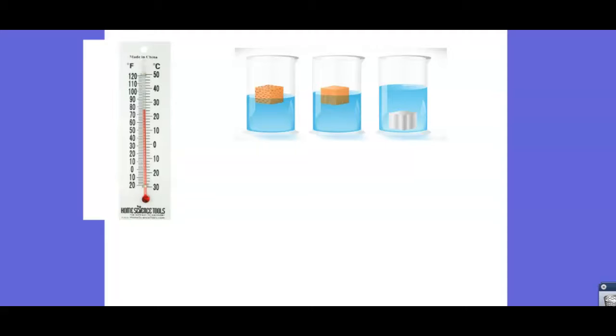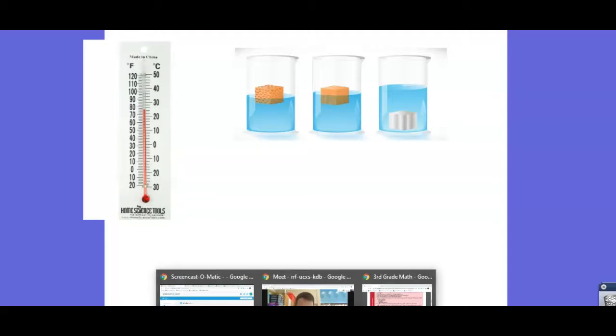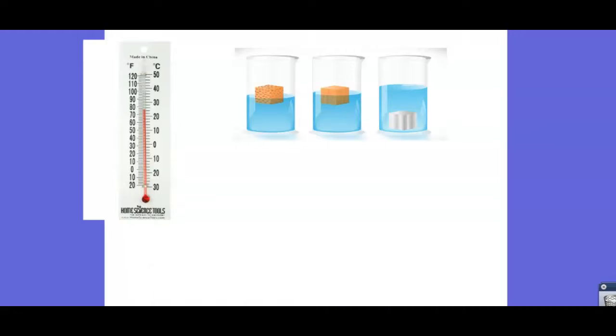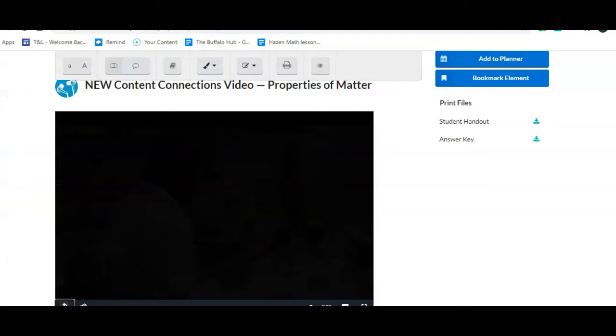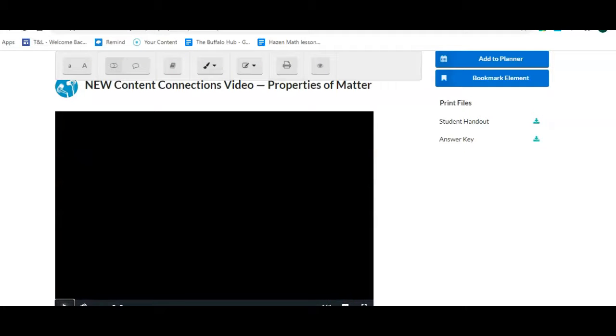And real quickly, I'm going to show you, visually, what matter is, the three different states of matter, so you can really get that down to where you can visually see it. I'm going to go right here, and I'm going to let you guys watch this video. It's just a quick video, and once this is over, we'll be done for the day.